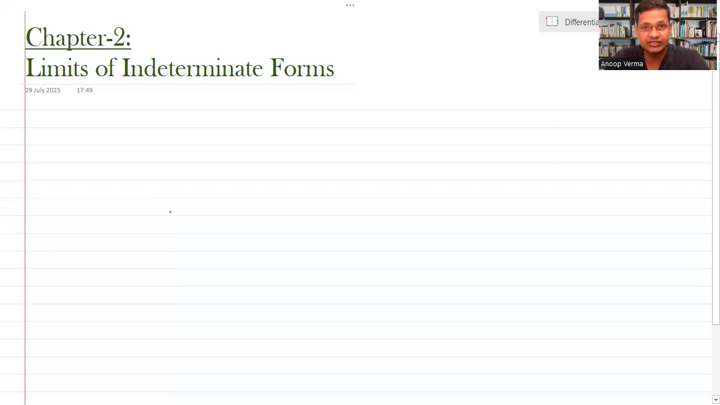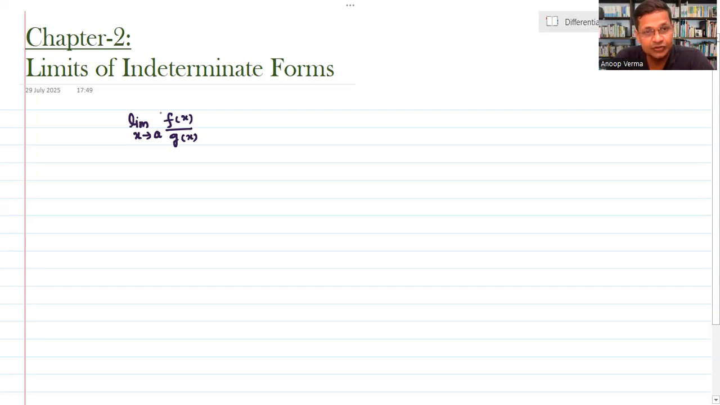Let me share a screen to you. Okay, so we are going to start chapter number 2, limits of indeterminate form. So let's first know what the indeterminate forms are. We know that when you are going to calculate the limit of a quotient function, the limit as x tends to a of f(x) divided by g(x), okay, so this is the quotient function.